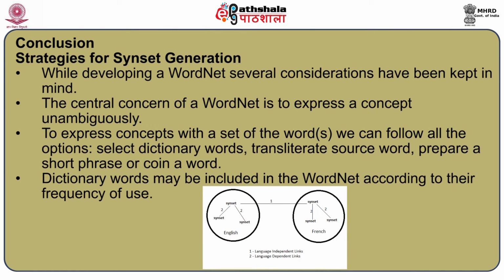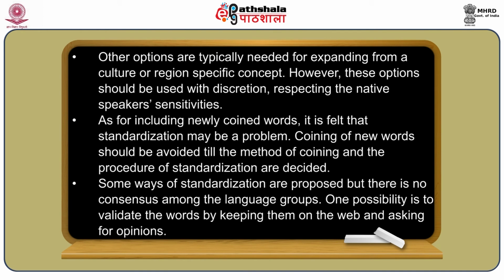To conclude, while developing a WordNet, several considerations have been kept in mind. The central concern of a WordNet is to express a concept unambiguously. To express a concept with a set of words, we can follow all the options: select dictionary words, transliterate source words, prepare a short phrase or coin a new word. Dictionary words may be included in the WordNet according to the frequency of use. Other options are typically needed for expanding from a culture to a region-specific concept. However, these options should be used with discretion, respecting the native speaker's sensitivities.